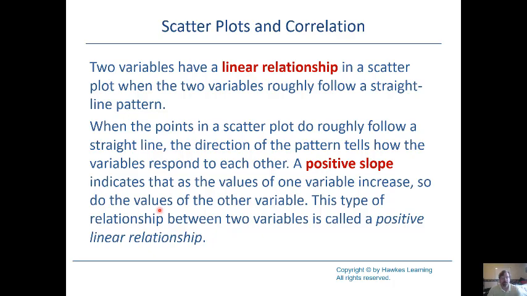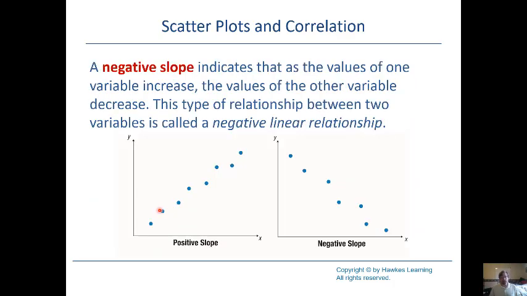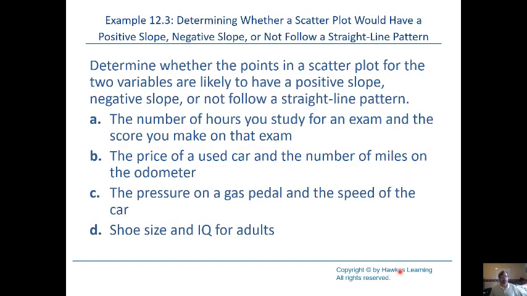If it follows roughly a straight line, it's a linear relationship. If the response variable increases as the explanatory variable increases, it's a positive slope. So the combination is a positive linear relationship. The opposite, of course, is a negative linear relationship. So there we go, positive slope, negative slope. All right, so let's look at another example. We've got a scatter plot.